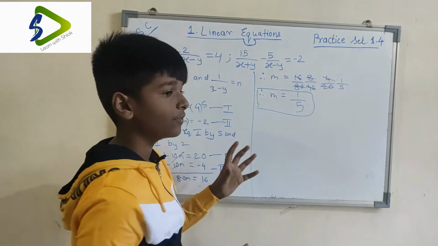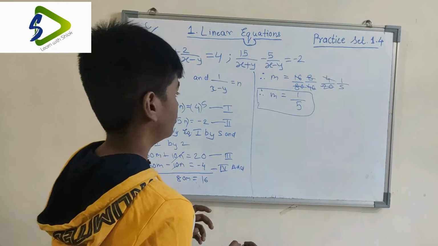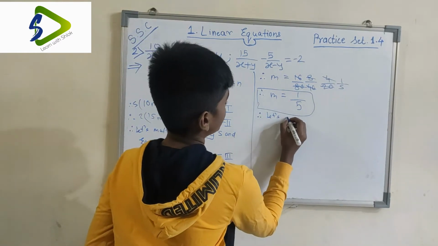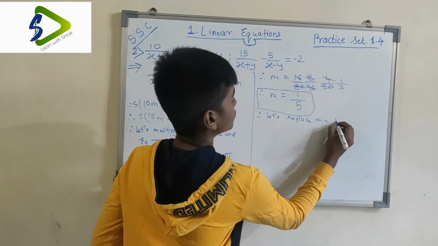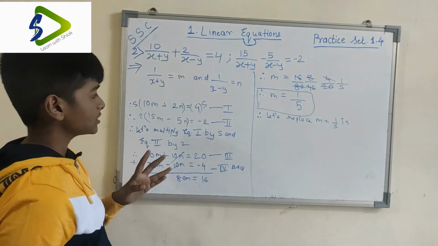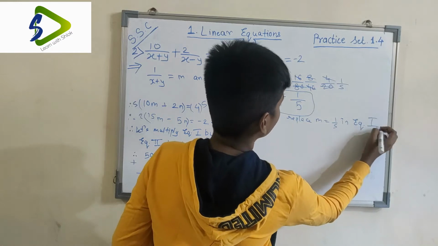So now that we have found the value of m, we can find the value of n now. So therefore let's replace m is equal to 1 by 5 in the equation. Okay, so you can take any equation. I am taking equation 1 this time to show you that you can take any equation.